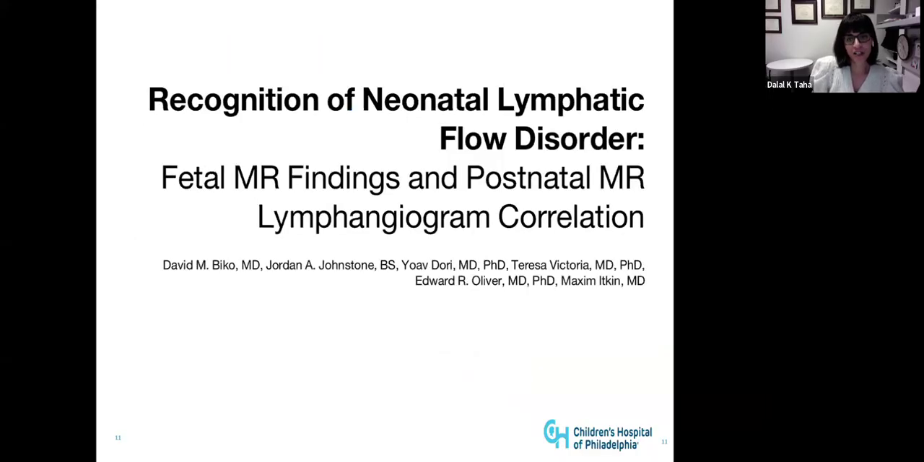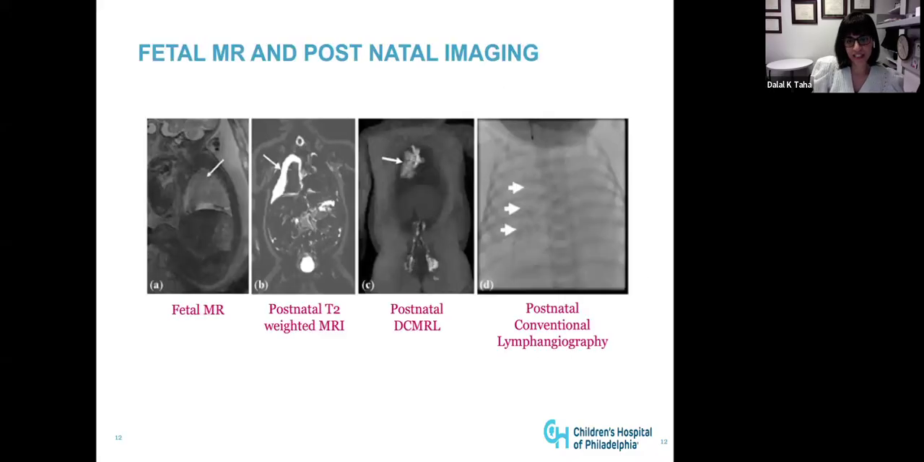So this study was done in 2020, comparing the fetal MR findings to postnatal MR lymphangiograms. And we'll go into a little more detail about these various types of imaging later on, but just to show you a schematic of the fetal MR with the characteristic nutmeg lung, correlated to the same patient on a postnatal T2 weighted MRI having a pleural effusion. And then on advanced lymphangiogram imaging, you could see that the lymph flows out into that right lung. And then also on conventional lymphangiography, you see the same exact pattern of abnormality on that right side.